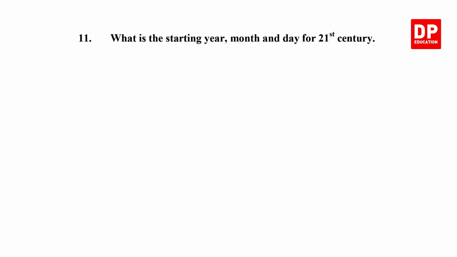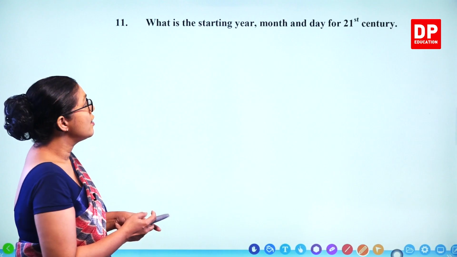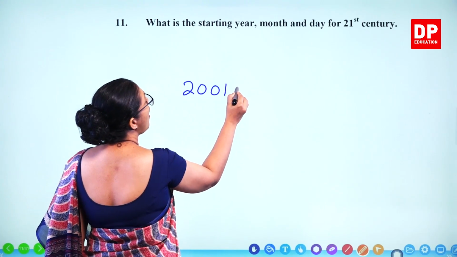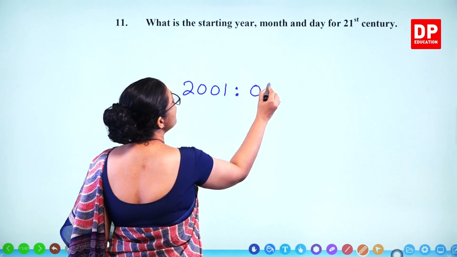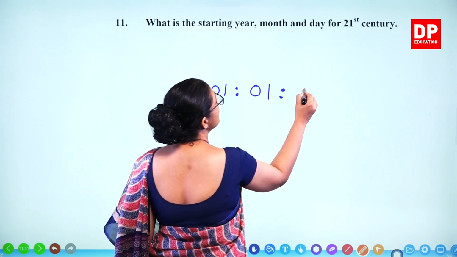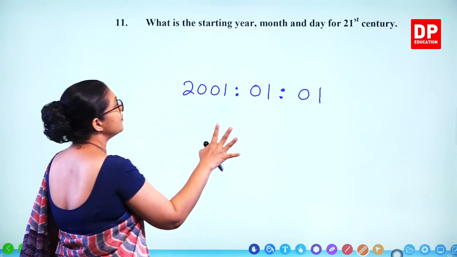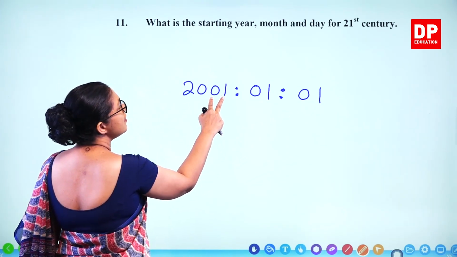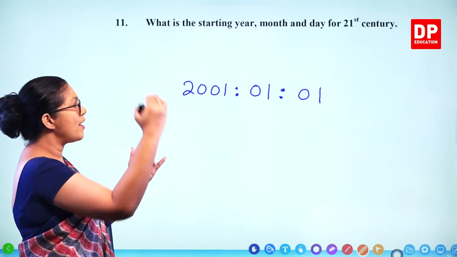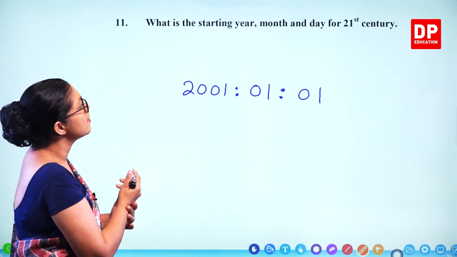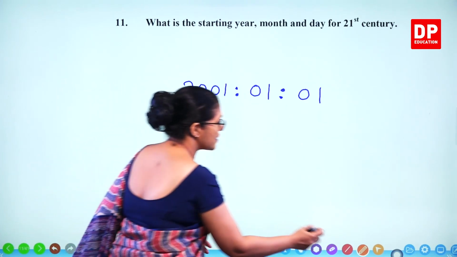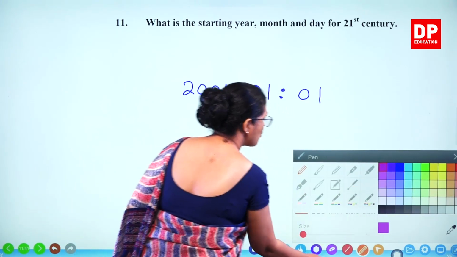Question number 11. What is the starting year, month and day for 21st century? So 21st century, that should be 2001. January 1st is the starting value. So when you divide by 100, if it's starting from 1, you add 1 to the previous. So the starting year is 2001, January 1st. So you get 2 marks.